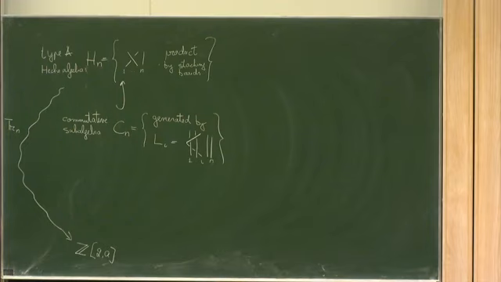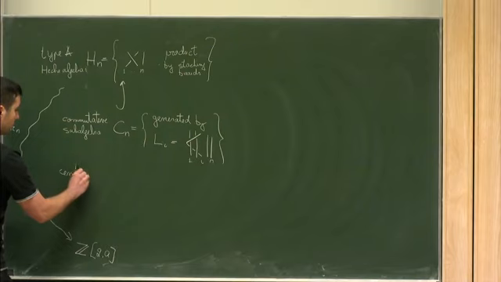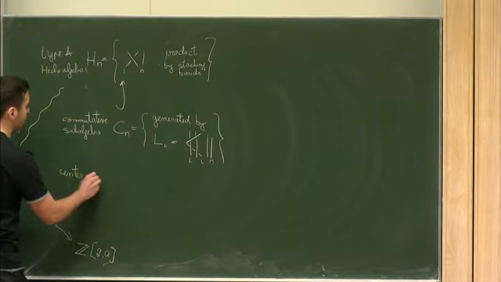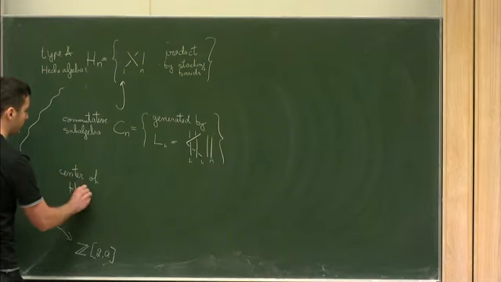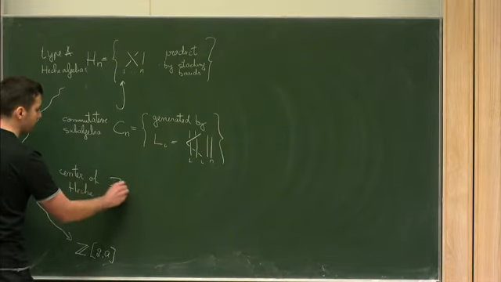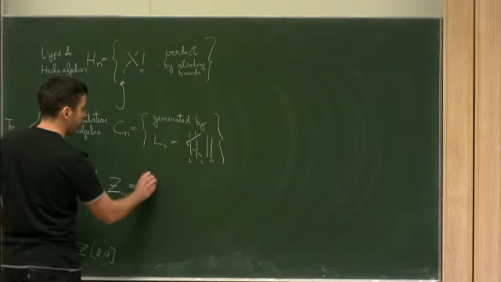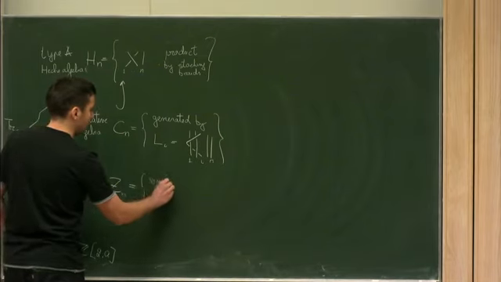Inside your commutative subalgebra, you have the center of Hecke. And this is also something I'd like to write down. The center of Hecke, let's call it Zn, consists of symmetric functions in the Lis.